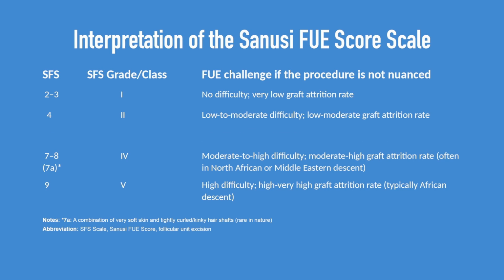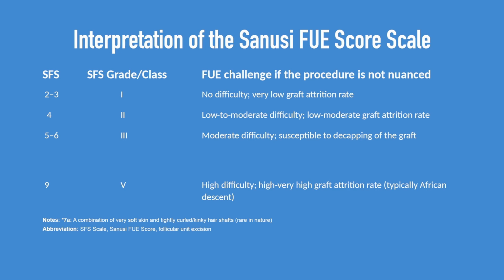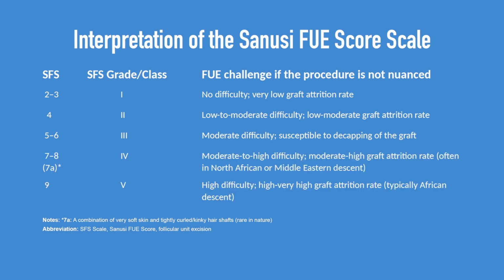This type of patient is susceptible to decapitation of the graft. A total score of 7 to 8 connotes class 4, which is moderate to high difficulty FUE, and moderate to high graft attrition rate can be expected. Total score of 9 is class 5, which connotes high difficulty with expectations for very high graft attrition rate unless extra skill sets are adopted or specialized equipment is used.